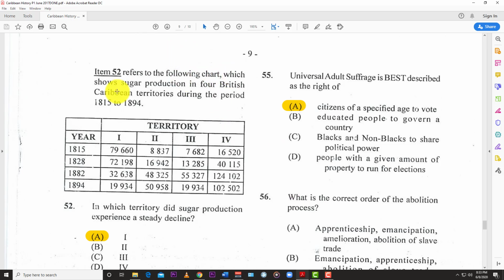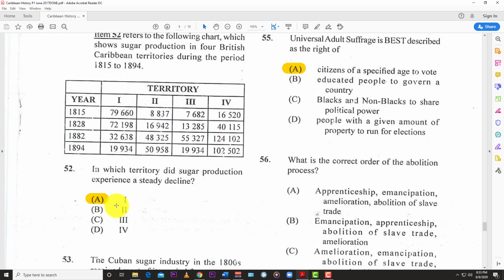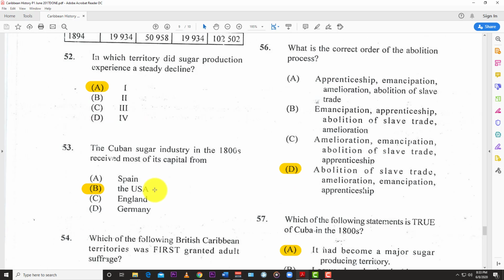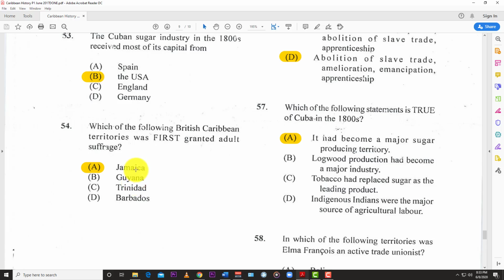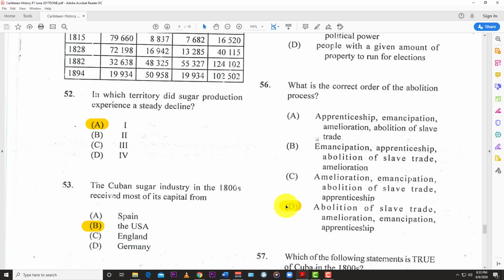Refer to the following chart, which shows sugar production in 4 British Caribbean territories during the period of 1815 to 1894. In which territory did sugar production experience a steady decline? And so the answer is A, Territory 1. Alright, 53. The Cuban sugar industry in the 1800s received most of its capital from B, the United States. 54. Which of the following British Caribbean territories was first granted adult suffrage? And the answer here is A, Jamaica.